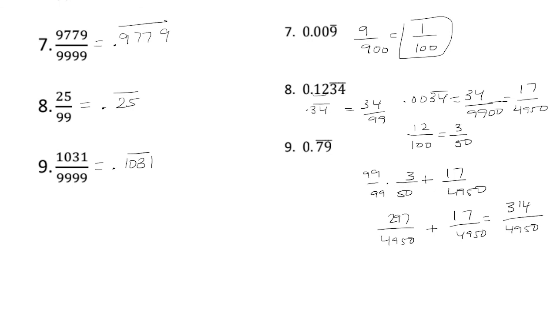Now I can divide by 2. That's 157. And then 4950 divided by 2 is 2,475. So this is the answer to number 8. Now for 9, all we see is 79 repeating. So that's going to be 79 over 99. So that's our final answer.